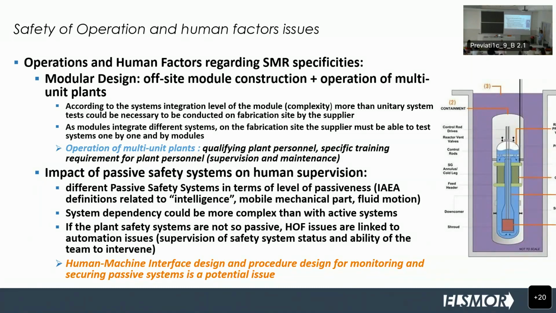So there might be challenges to human-machine interface design and procedure design for monitoring and securing passive systems. It is a potential issue, but it might also be a non-issue. It might be that passive systems always go to some stable state, but as of now, we cannot make this statement unqualified.